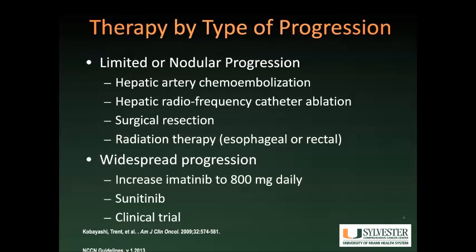Now, the other type of progression we call widespread progression, and that's where multiple nodules throughout the liver, throughout the body, are all enlarging at the same time, and there's really no way to use a localized surgery to treat all of them. And so then we have to lean towards systemic therapies such as increasing the dose of Imatinib, switching to sunitinib, switching to Regorafenib, or looking at a clinical trial, of which there are a number that are very exciting right now, such as Avapritinib and Ripretinib.